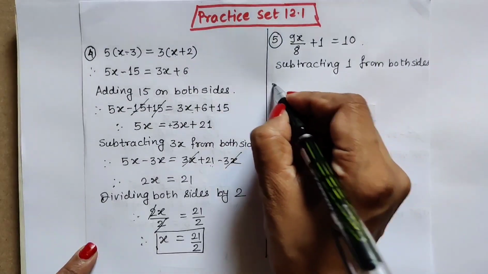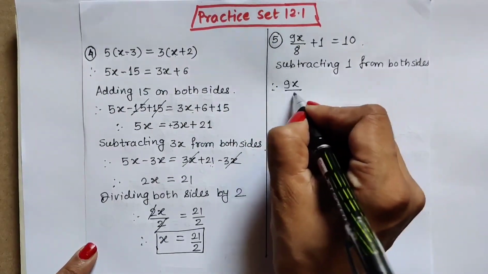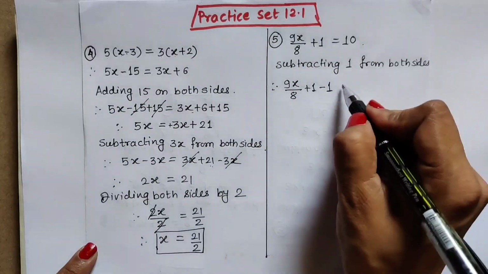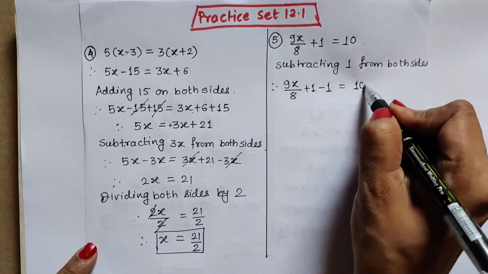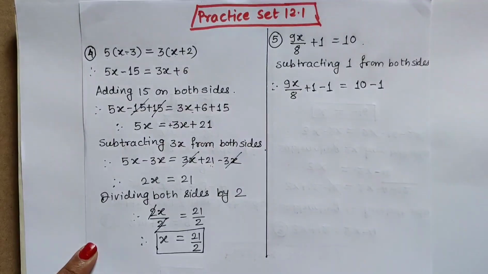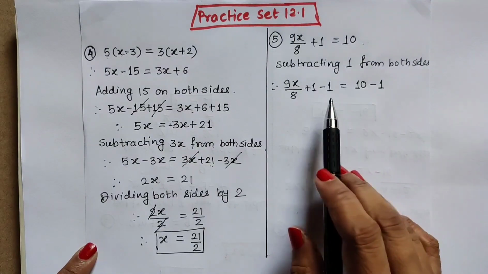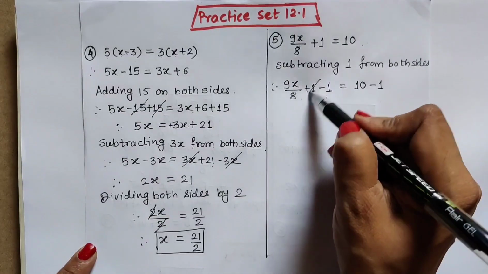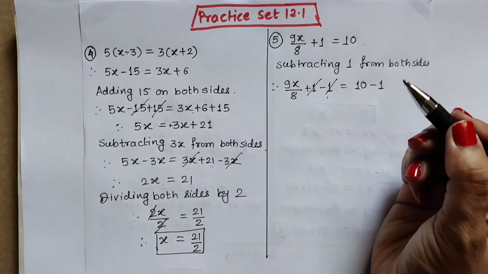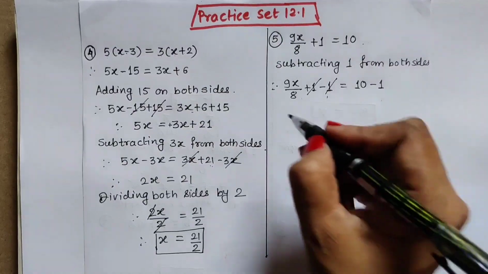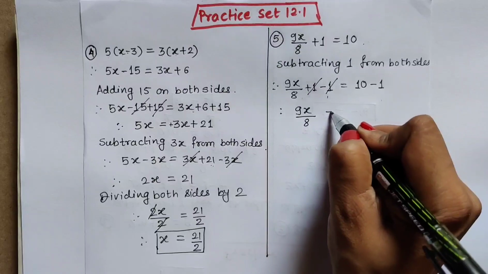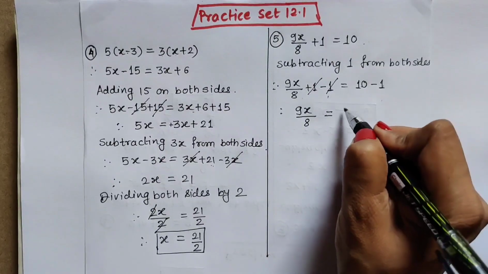So we write both the sides 9x upon 8 plus 1. We have to subtract 1 from this side. Then we write right hand side 10. We have to subtract 1 from right hand side also. We have subtracted 1 from left hand side also and from right hand side also. On left hand side plus 1 minus 1 will be cancelled. It is 0. What is remaining? 9x upon 8 is equal to. Now 10 minus 1 is 9.